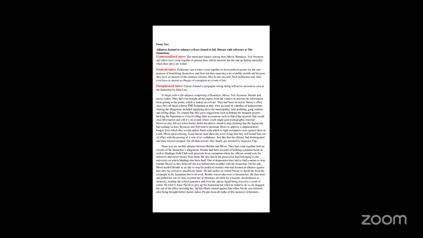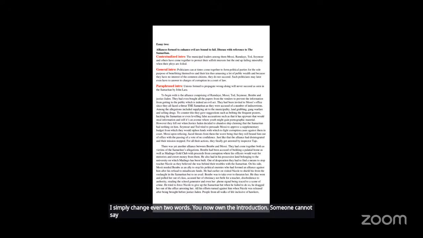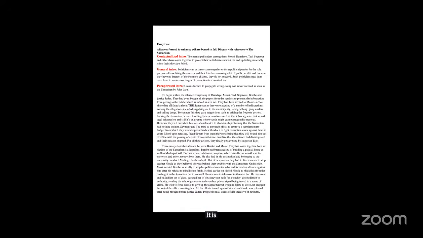You're saying unions formed to propagate. Propagate is simply another word to enhance. I simply change even two words. You now own the introduction. Someone cannot say you have echoed the question. Unions formed to propagate wrongdoing. Evil is wrongdoing. Will never succeed. What is never succeed? Will fail. Imagine that sentence up to date is a 2 out of 2. It is enough of an introduction that can earn you full marks.